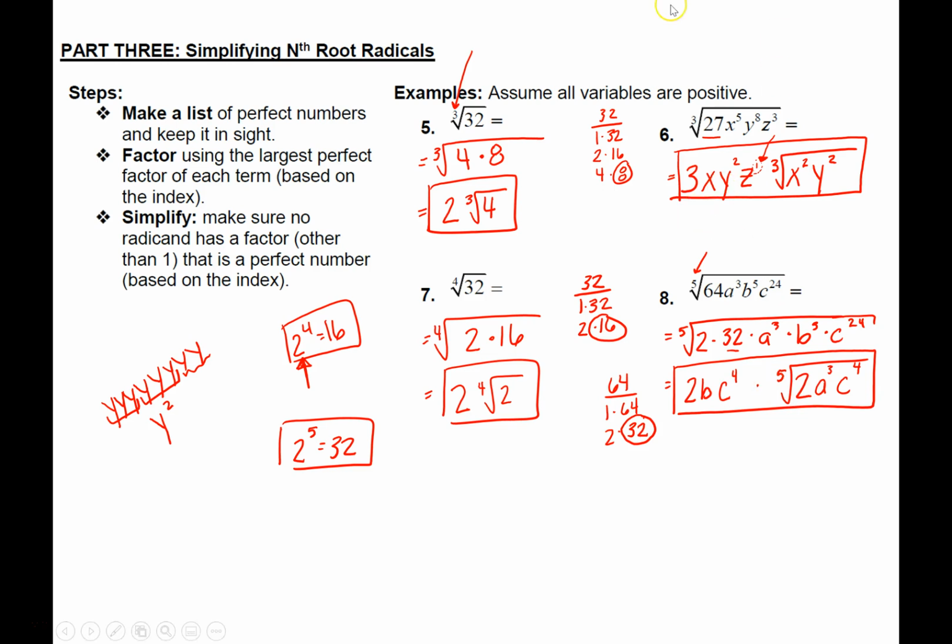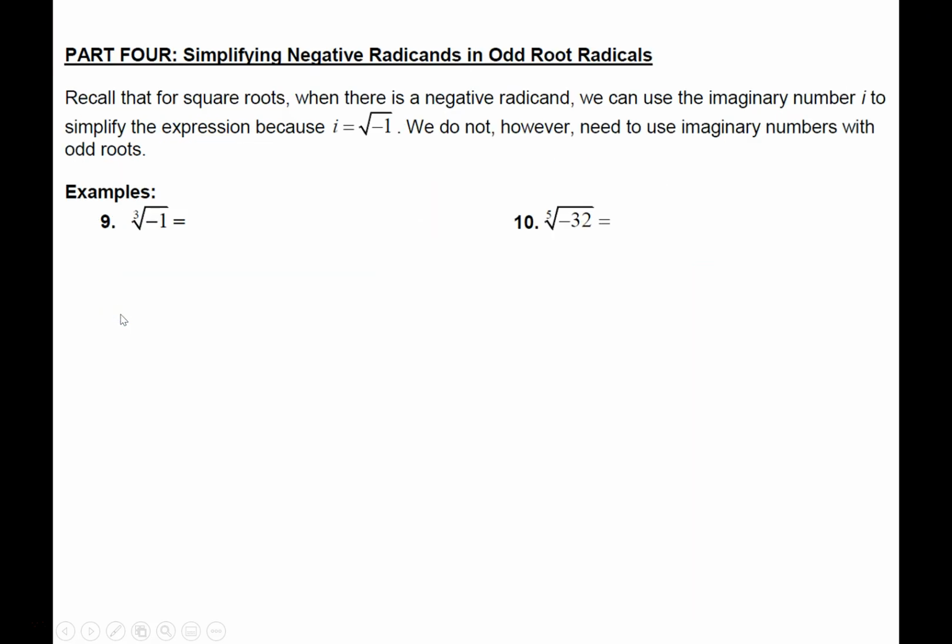All right, so the last thing that we need to talk briefly about is when we're simplifying a negative radicand, that means there's a negative inside of the radical, but it's an odd root radical. So we're looking at an odd index in these. When we were doing square roots with a 2 for the index, remember that we defined the imaginary number i to equal the square root of -1.